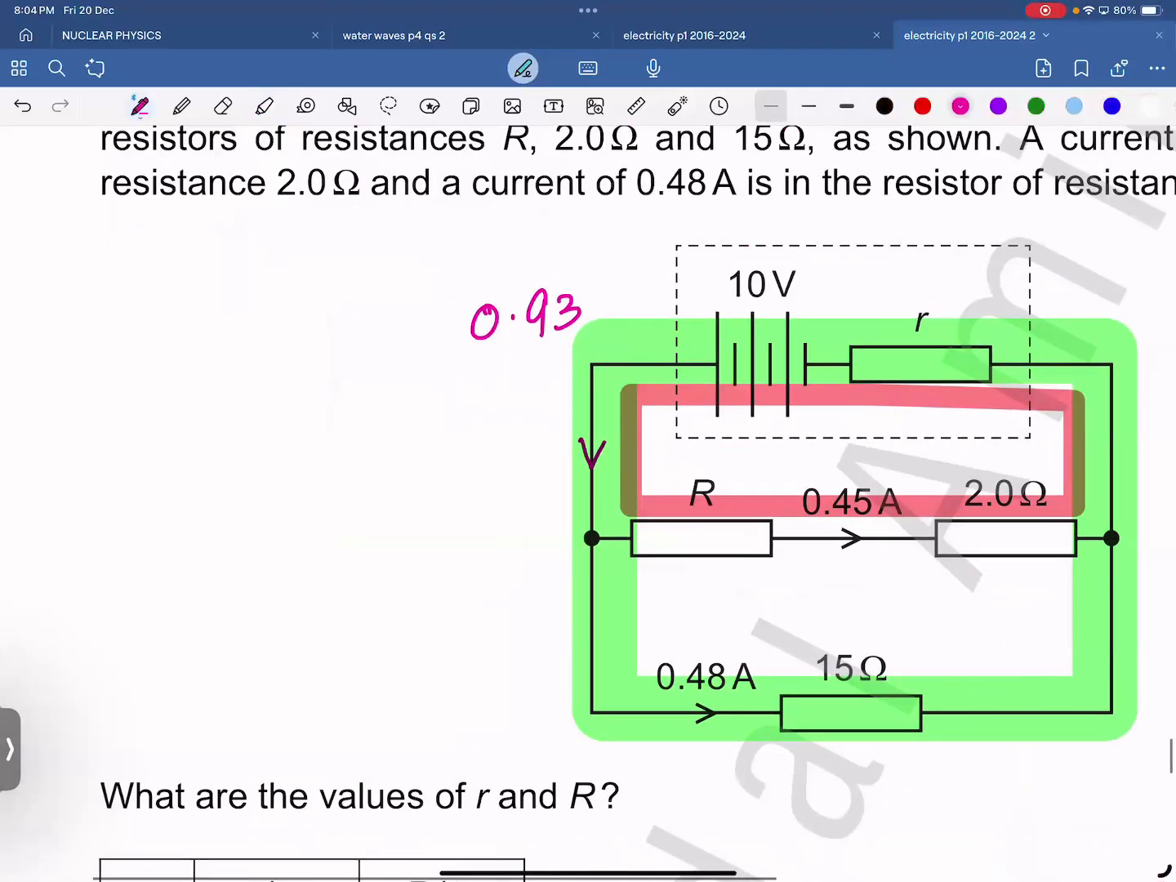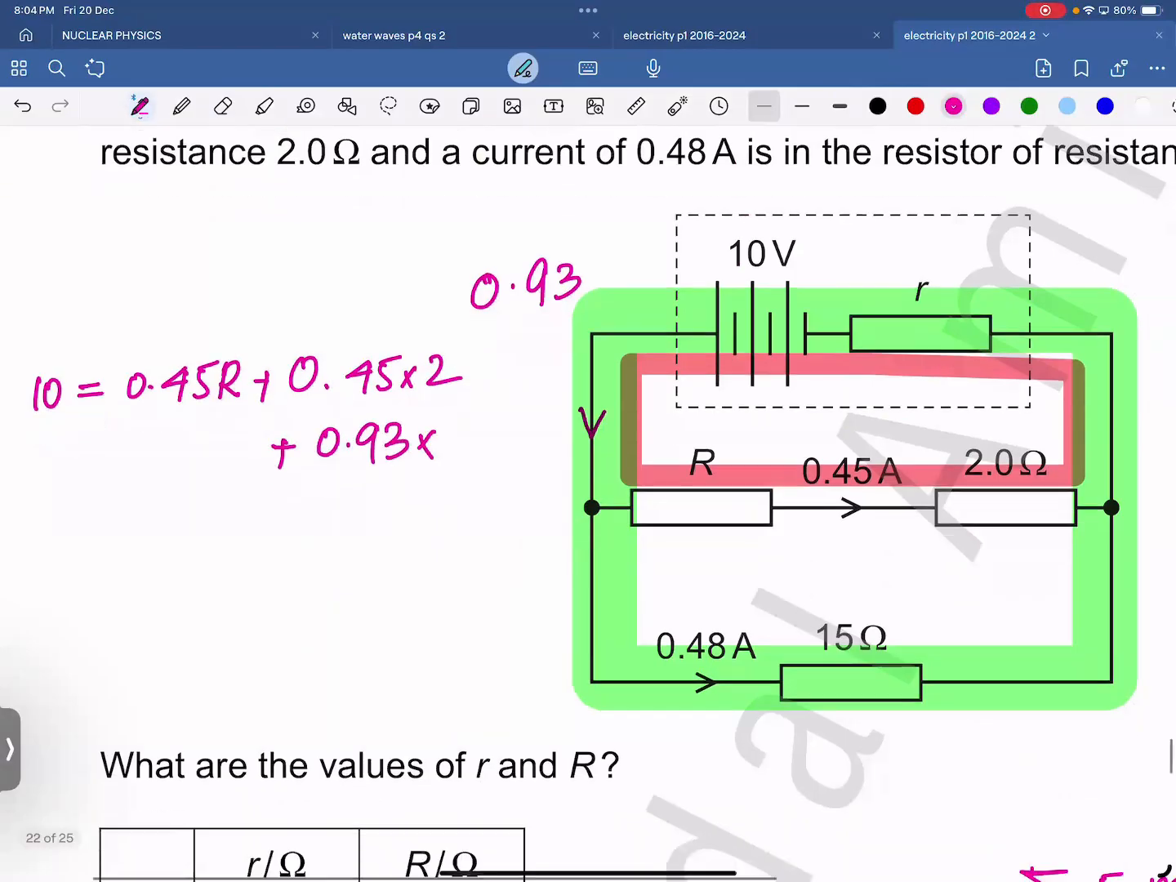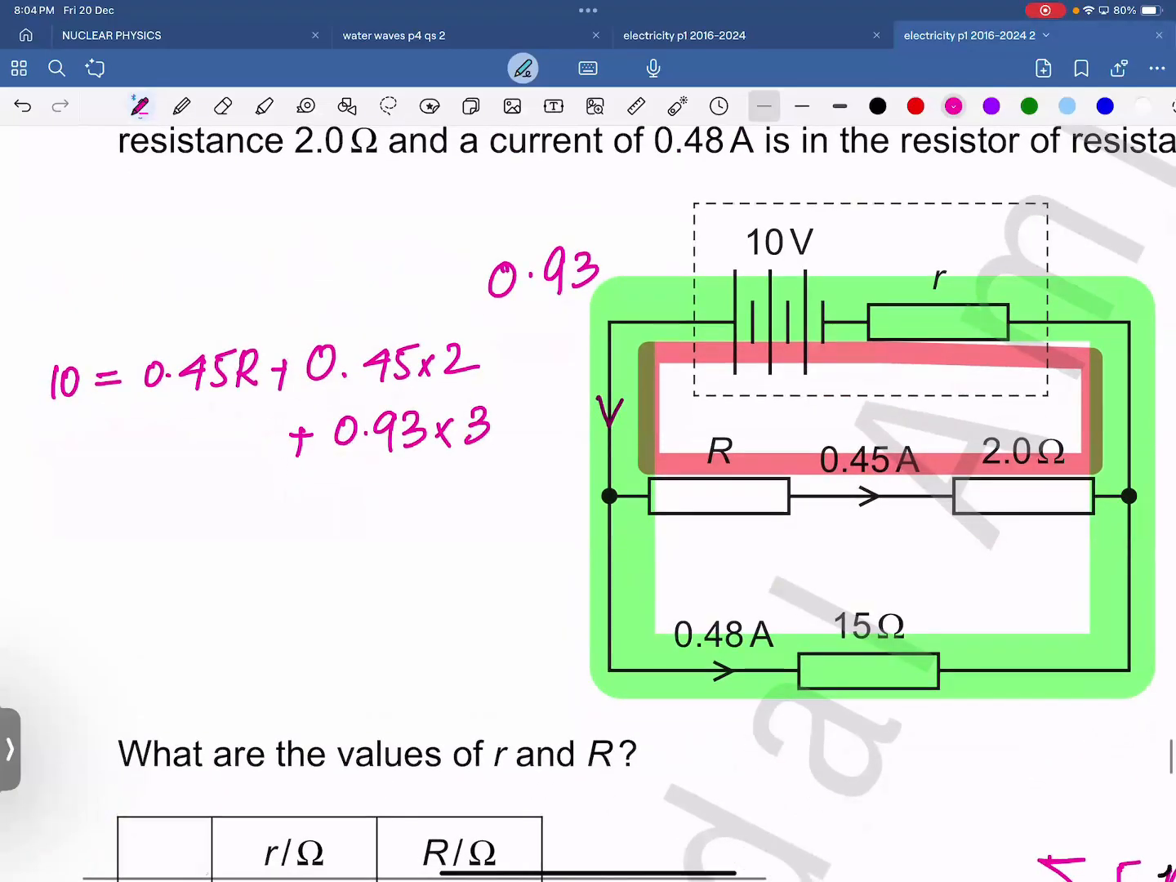Okay, using this loop, my dear, again sum of EMFs, 10 volt, PD, I is 0.45 times R plus 2, 0.45. No, I is different for internal resistance. 0.45 plus 0.3.2 and plus internal resistance we have 0.93 times 3 ohms. Solve it.